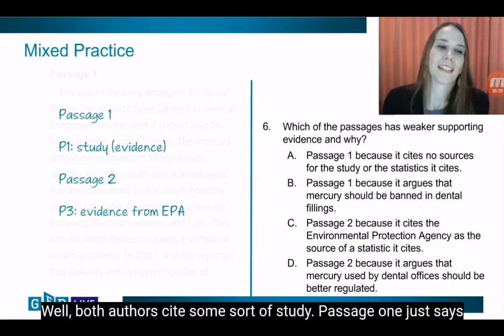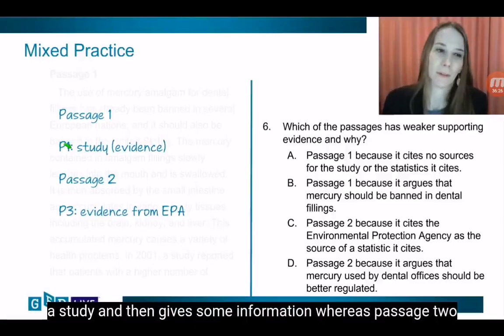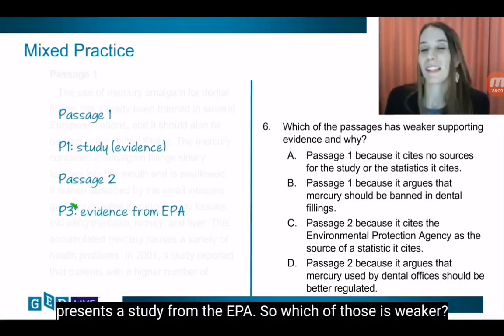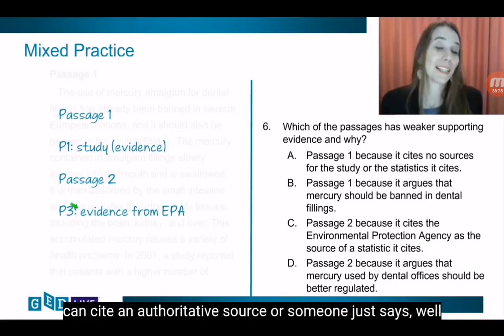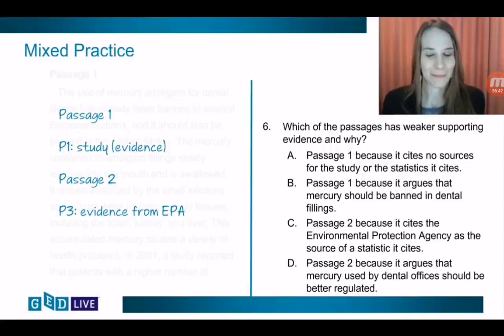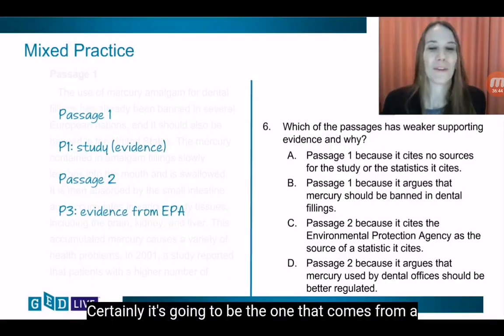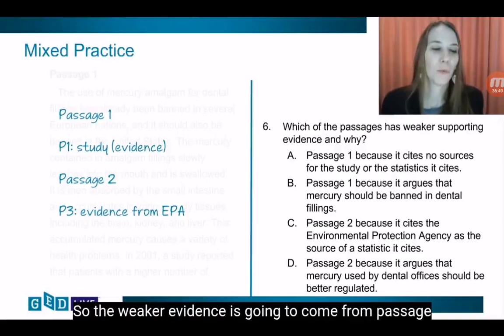Well, both authors cite some sort of study. Passage 1 just says a study and then gives some information, whereas passage 2 presents a study from the EPA. So which of those is weaker? Well, which are you more likely to believe? Someone who can cite an authoritative source, or someone who just says, well, I read this one thing this one time in a study? Certainly, it's going to be the one that comes from the reputable source that is considered to be more valid. So the weaker evidence is going to come from passage 1.